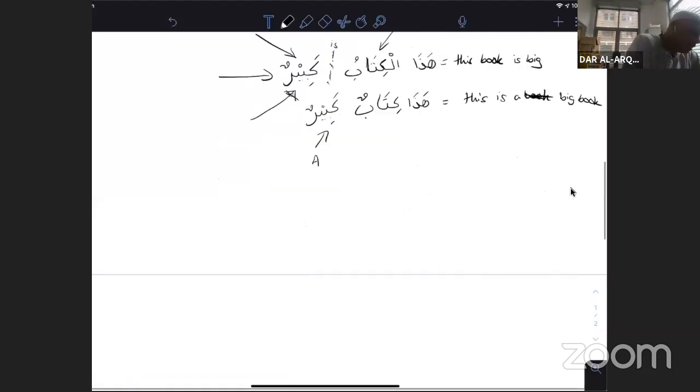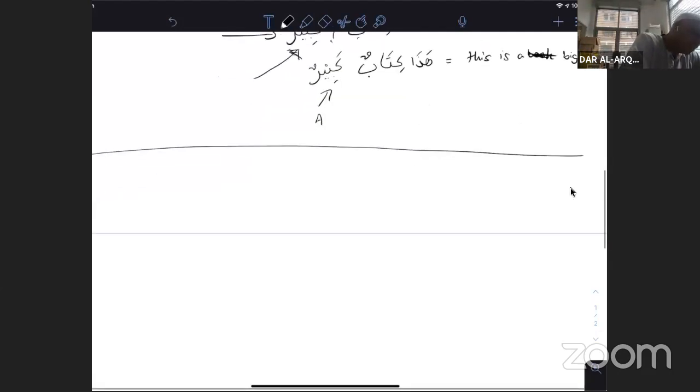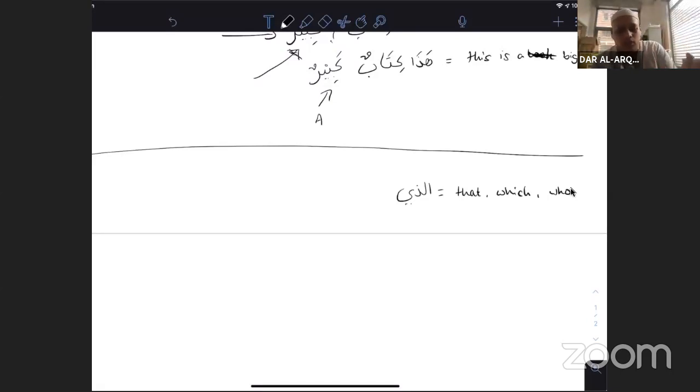The next major thing in today's lesson is the word alladhi. Alladhi can have various meanings depending on the context of the sentence. It can mean that, it can mean which, it can mean who. But how is this used? So in English, we have something called a main clause and a subordinate clause. In a subordinate clause, you usually have extra information about the main clause.